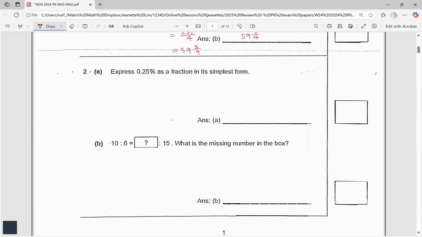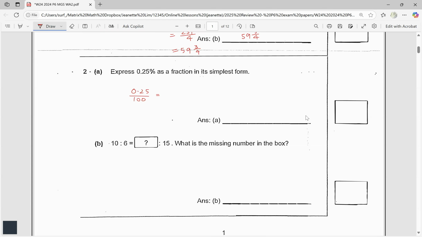Question 2a, express 0.25% as a fraction in its simplest form. As this is a percentage, you want to express it as a fraction, meaning there's no percentage at all. Whenever you want to change from percentage, you divide by 100. So we have 0.25 divided by 100, or over 100. Over 100 is the same as divide by 100.